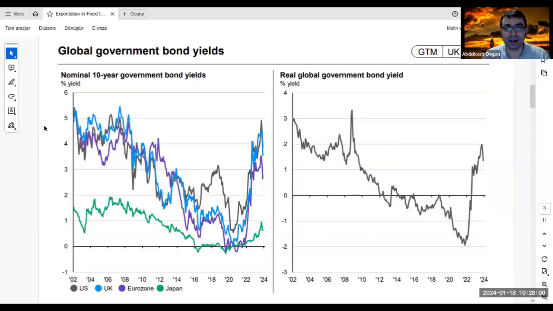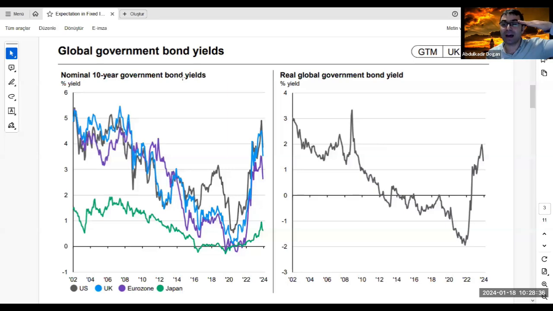And in my second slide, as you see here, I have government bond yields all around the world. This is global government bond yields. The left-hand side shows nominal 10-year government bond yields. What do we mean by nominal? This is directly the Treasury bill, and I see the prices. This is nominal. What is real? If I subtract the inflation rate, the price changes, from the nominal yields, this is the real return. So the basic difference between nominal and real is this.